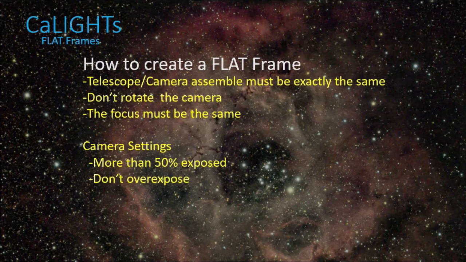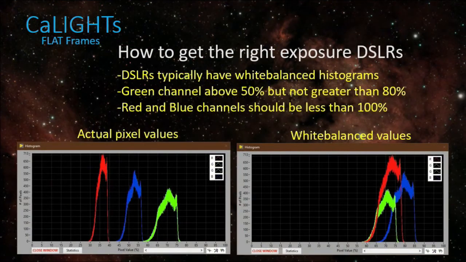When taking flat frames, it's important to use an exposure that results in peak pixel values that are more than 50% exposed. You also want to avoid overexposing because those flats will be useless. Most DSLRs have a histogram feature. The values displayed are usually white balanced, which typically means that the red channel is shown to be double the magnitude of what the red pixel values really are.